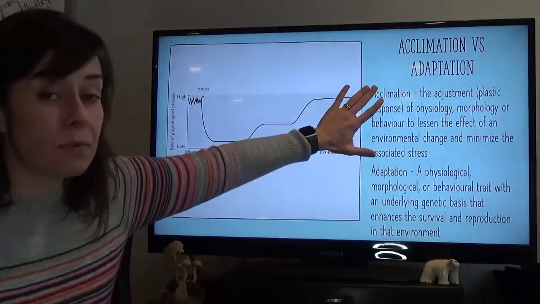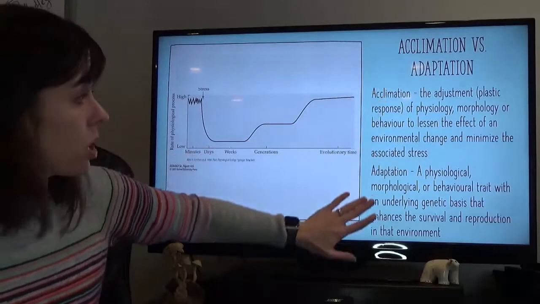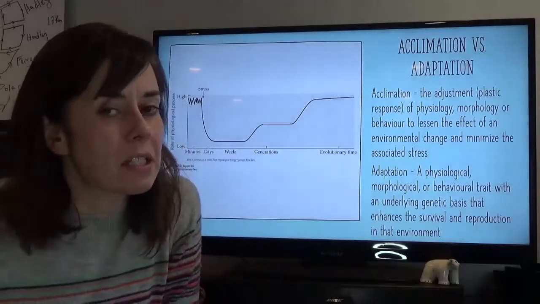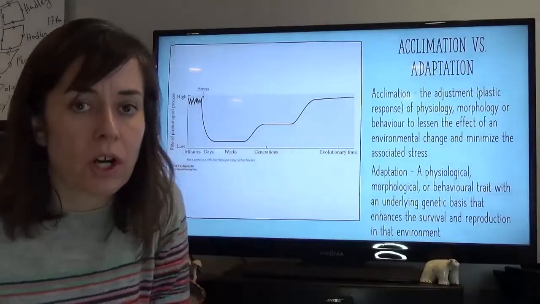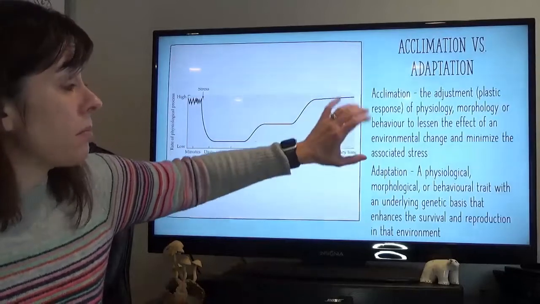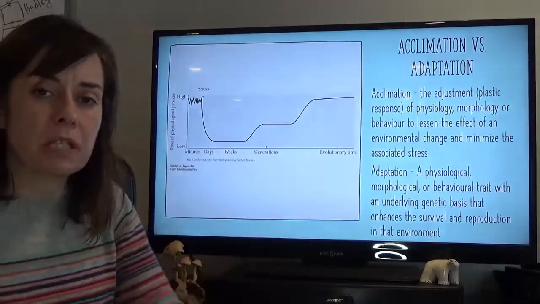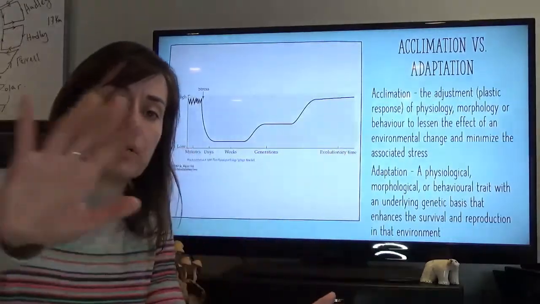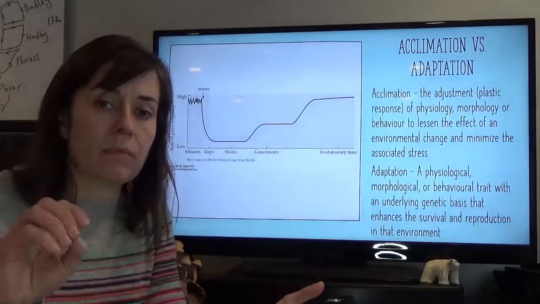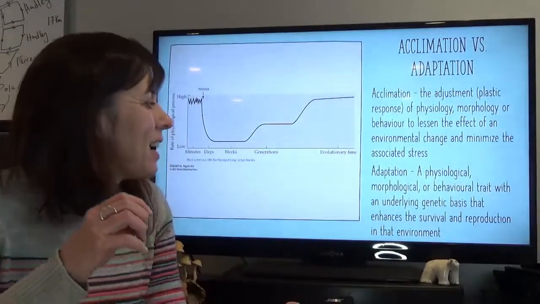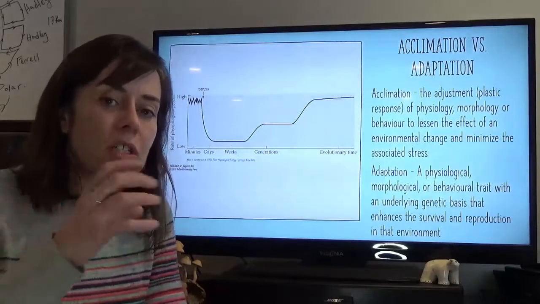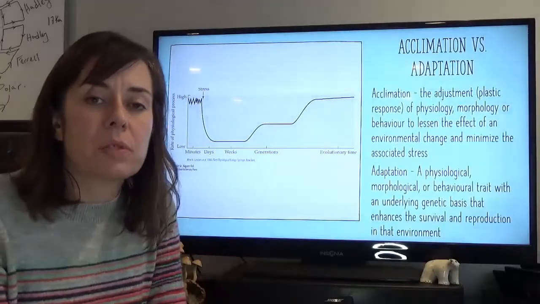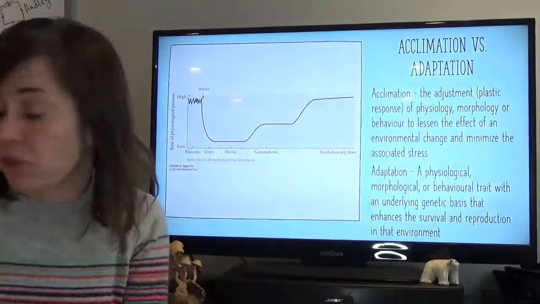This is an individual plastic process, and it's really important not to mix these two terms up. Sometimes people tend to use them interchangeably. That is not okay to do in the context of ecology. When we talk about acclimation, we're very specifically talking about those individual level processes. When we're talking about adaptation, it's that longer term process of adaptation by natural selection, acting to favor those individuals that are better suited to deal with that stress.